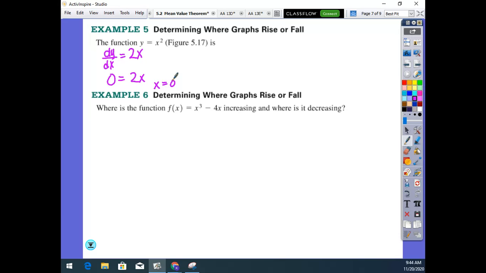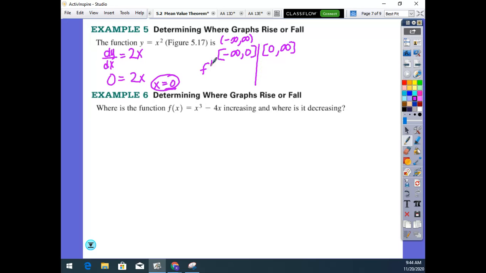We always start with the interval negative infinity to infinity, and we just plug our values that we find here into it and create intervals. So I'm going to go from negative infinity to 0, and then I'm going to go from 0 to positive infinity. I just insert the values we find from the derivative into the interval.